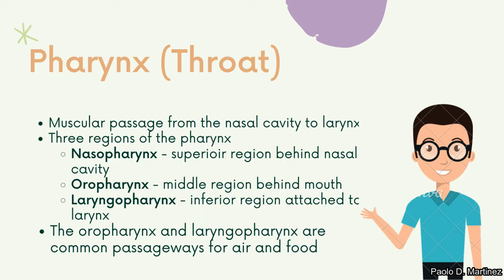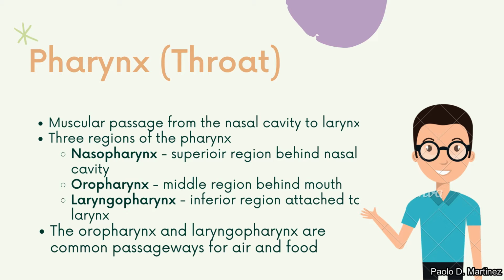And now moving on to the next organ in the respiratory system that we are about to discuss, we have the pharynx or the throat. The pharynx is a muscular passage from the nasal cavity up to the larynx. There are three regions of the pharynx, and these are the nasopharynx, the oropharynx, and the laryngopharynx.